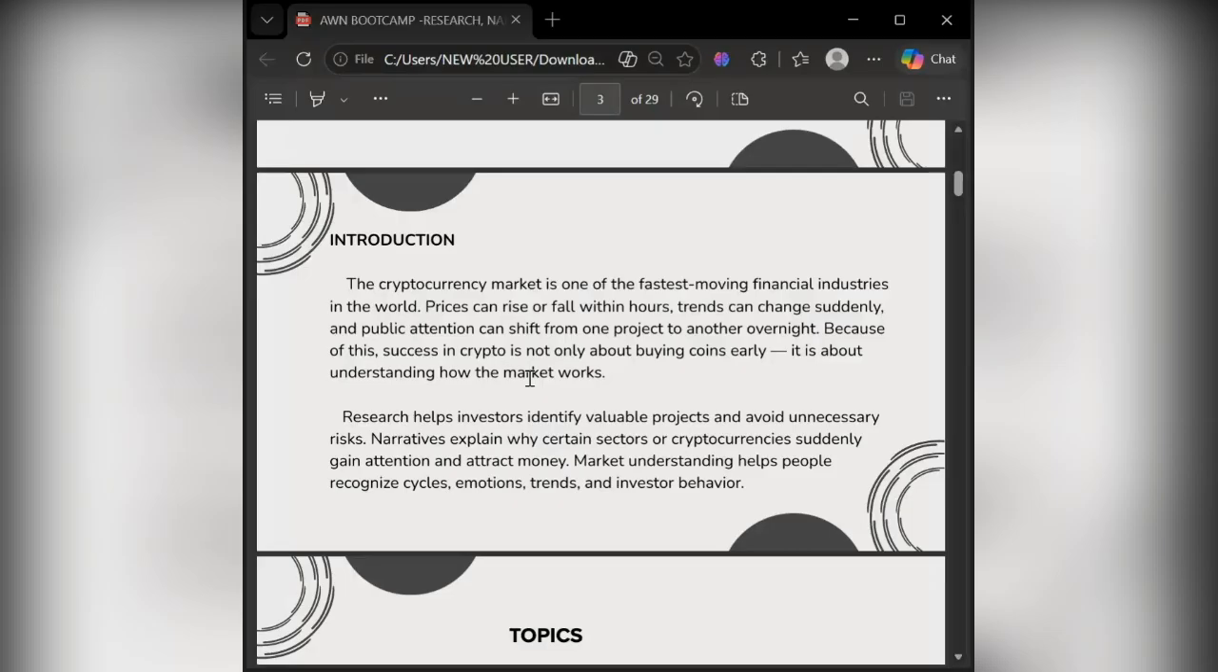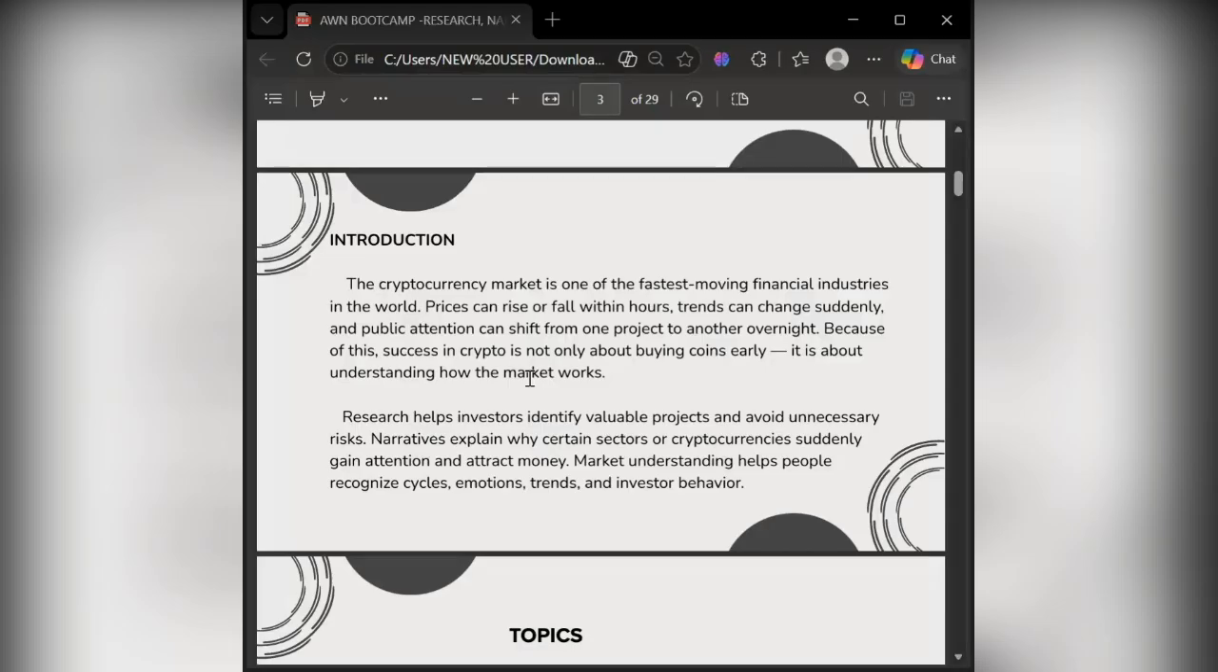For those of us who want to really make something out of the market, we have to understand how the market works. Research is what helps investors identify valuable projects and avoid unnecessary risk. Because honestly, if you are a trader, you understand what it means to risk your capital in the market, right? Narratives is what explains why certain sectors of cryptocurrencies suddenly gain attention and attract money more than the others, right? And market understanding is what helps people recognize cycles, emotions, trends, and investor behavior. So all these factors are determinants in the financial markets. Let me not limit it to the crypto market, in the financial market.